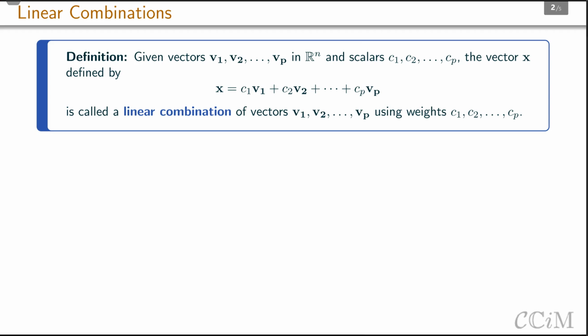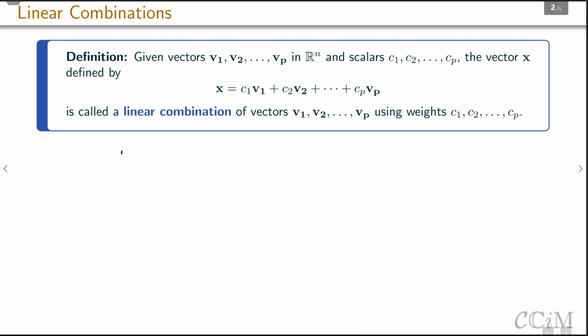Then we're going to say the vector x, which is defined by c1 times v1 plus c2 times v2, etc. through cp times vp, is going to be called a linear combination of the vectors v1 through vp using the weights c1 through cp. Let's look at an example of a linear combination.